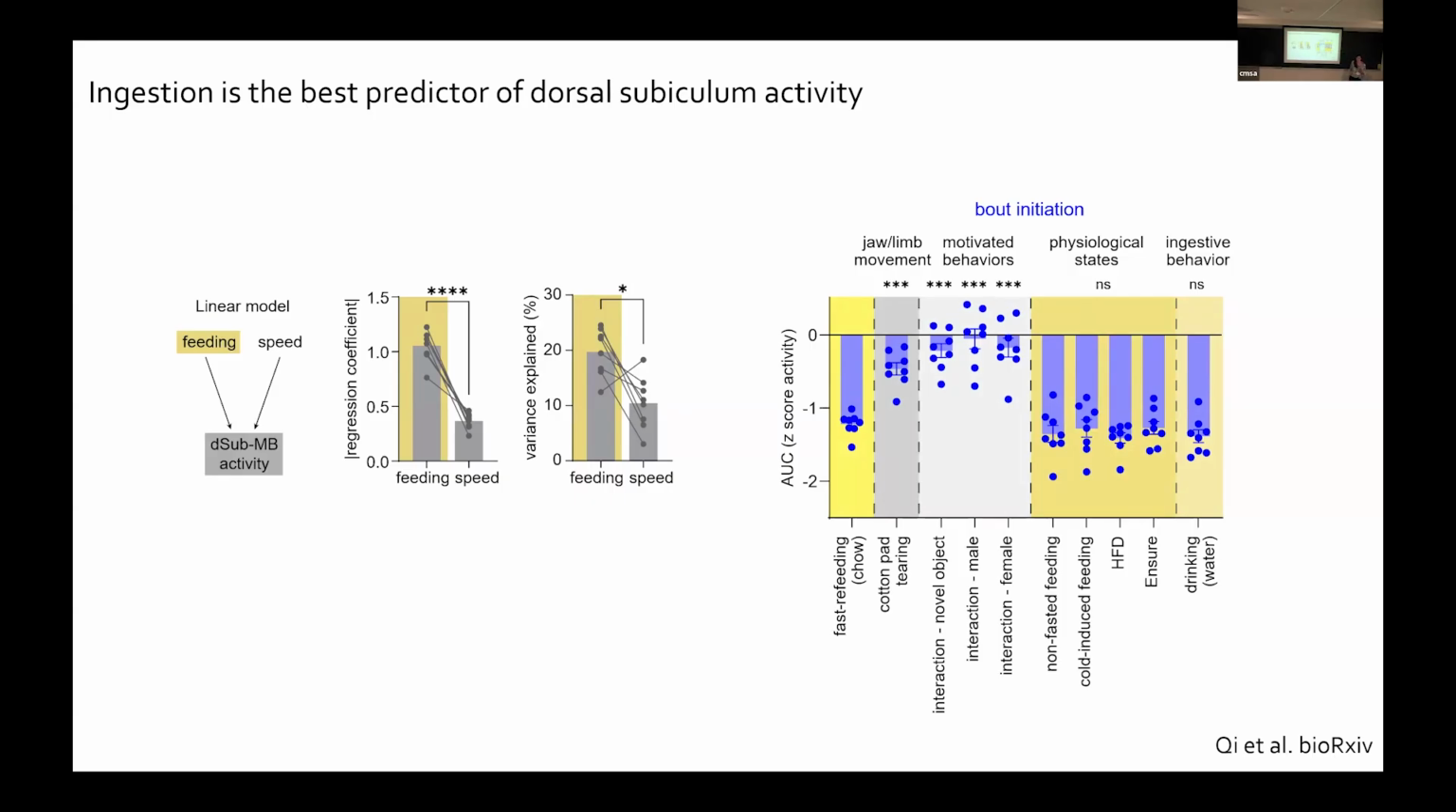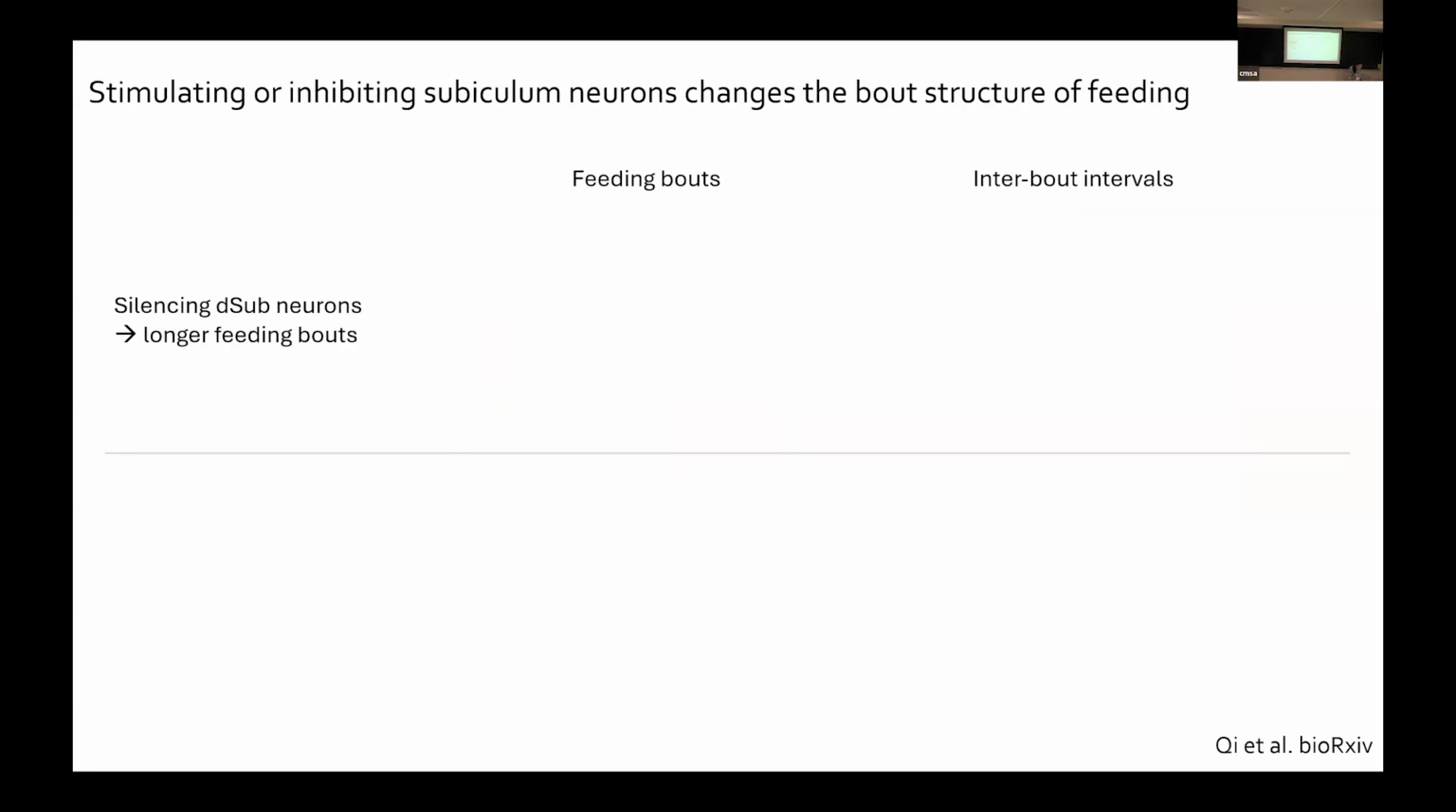If you gave the mouse a cotton pad to tear up and build a nest, so again, like hand-mouth coordinated behavior, you didn't get modulation. And if they were interacting with other stuff, like an object, a male or a female, you didn't really get modulation. So just specifically ingestion behaviors, regardless of context.